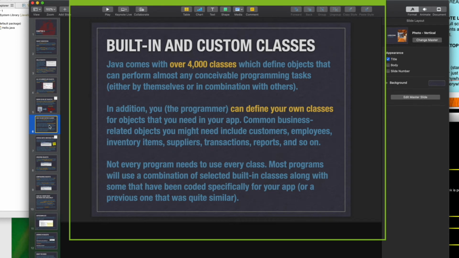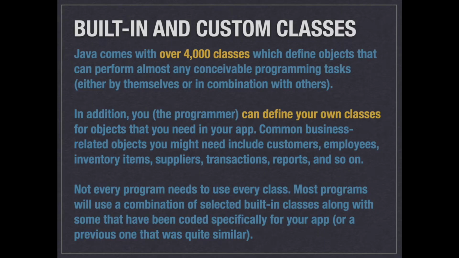There's thousands of built-in classes. In addition to that, you can create your own classes. In business, that's a pretty common need. We'll need to create classes to describe things in our business like customers, employees, items, suppliers, transactions, reports, and so on. Those are not built into Java because there is no universal definition of what a transaction is or what data about customers you want to manage and work with. So these all end up being classes that business programmers need to build to create apps that will support their particular business.